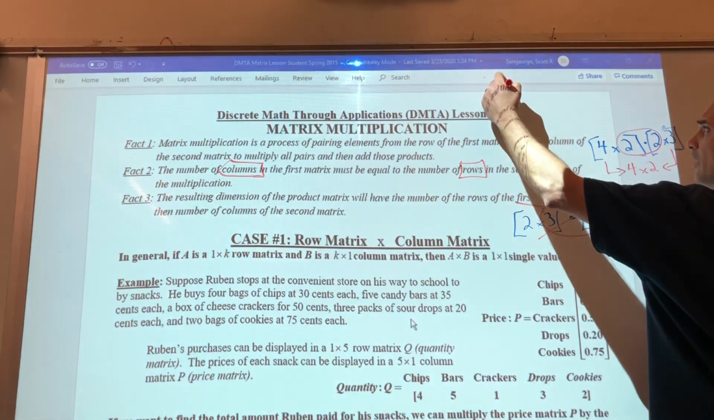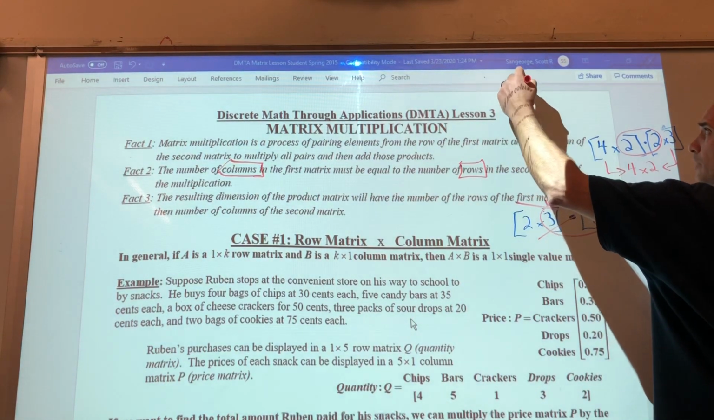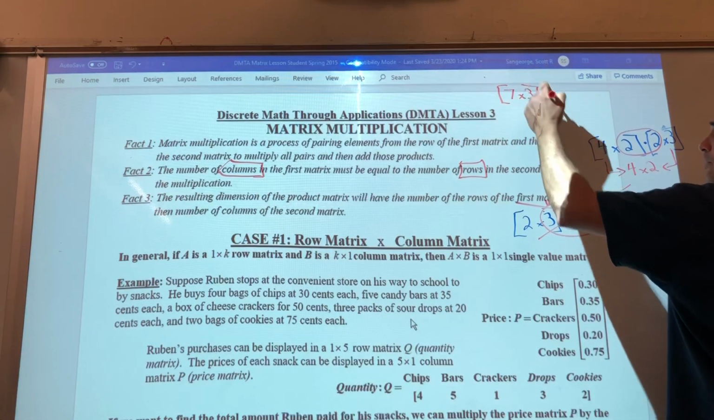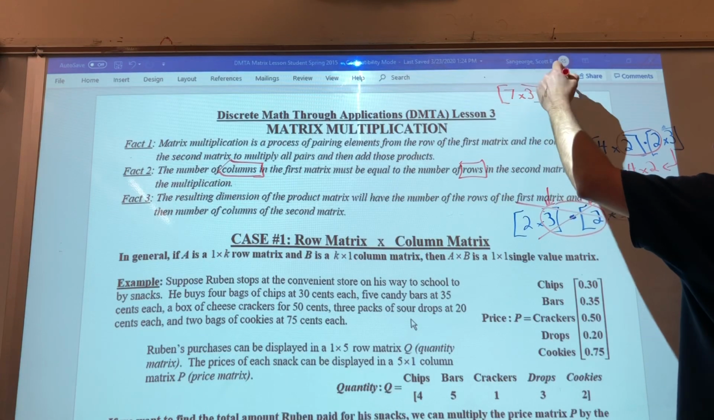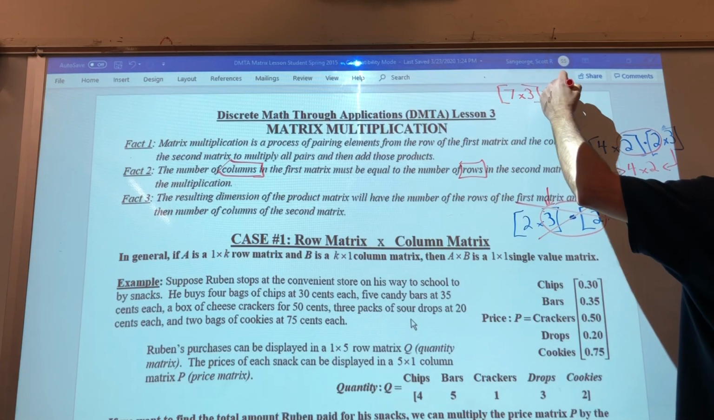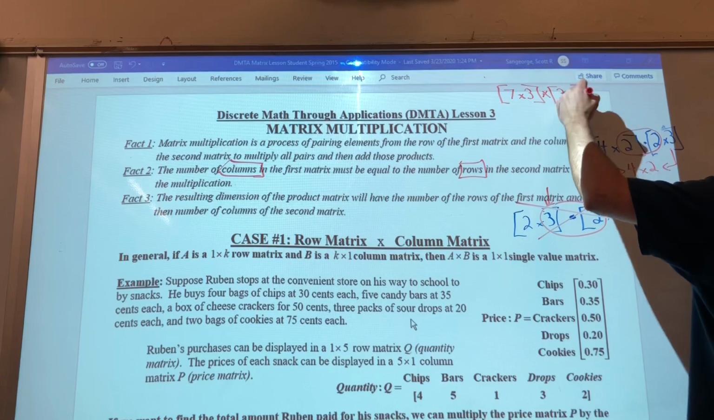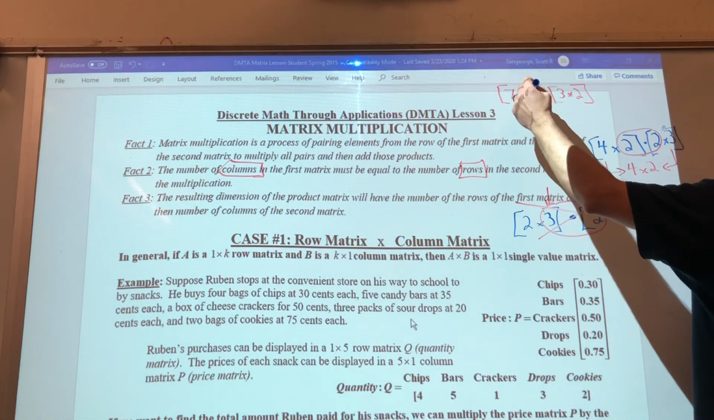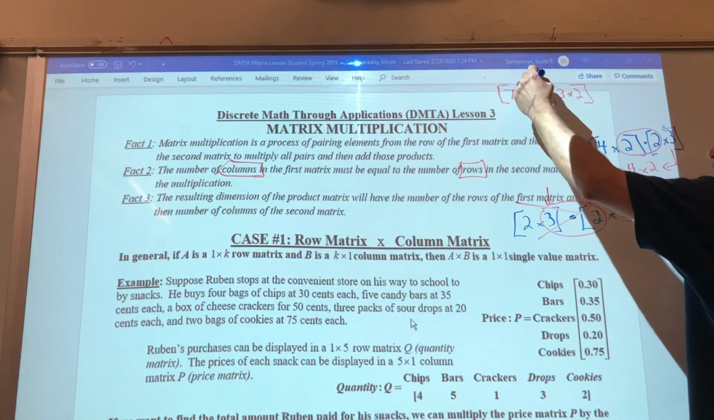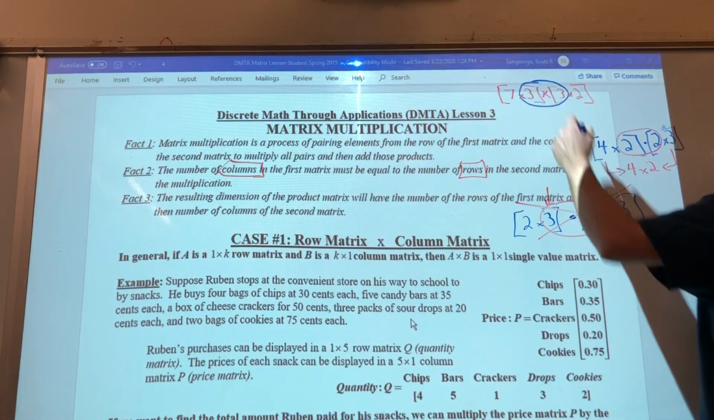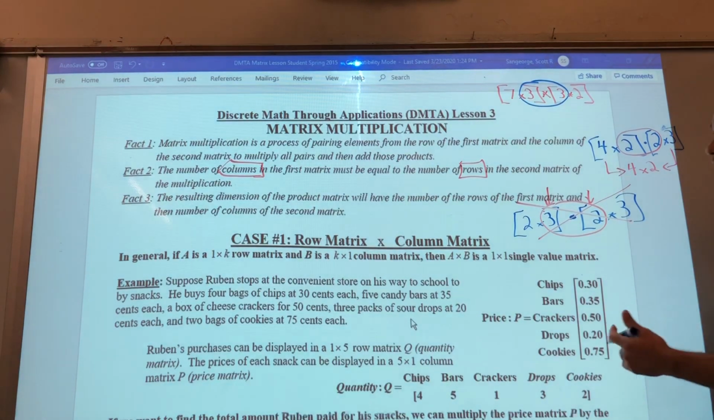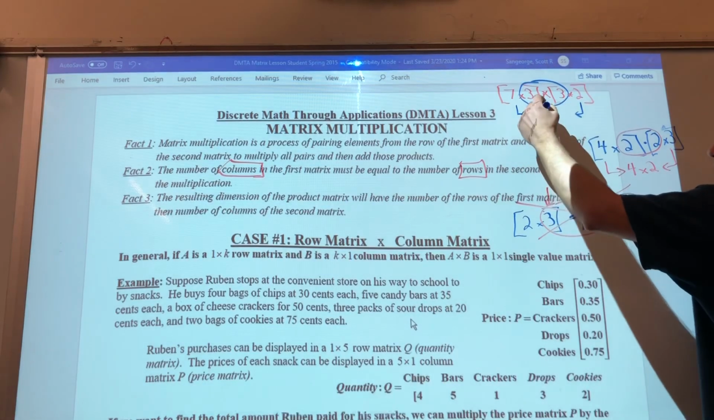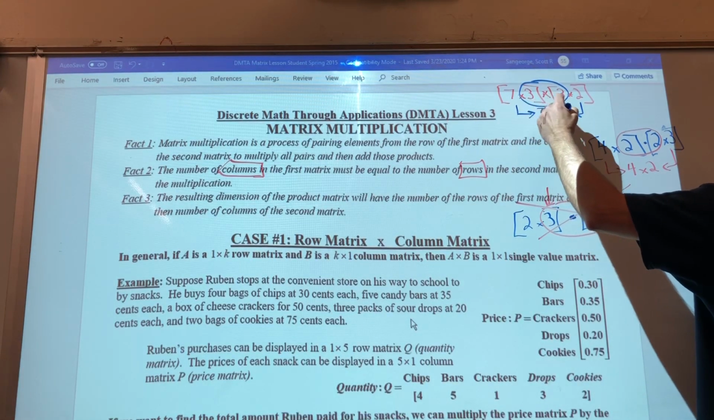If I have a 7 by 3 matrix, and I'm multiplying it by a 3 by 2 matrix, remember, if the columns of the first match the rows of the second, if those numbers match, then matrix multiplication is defined, and we can multiply to get a new matrix which will have the dimensions 7 by 2.